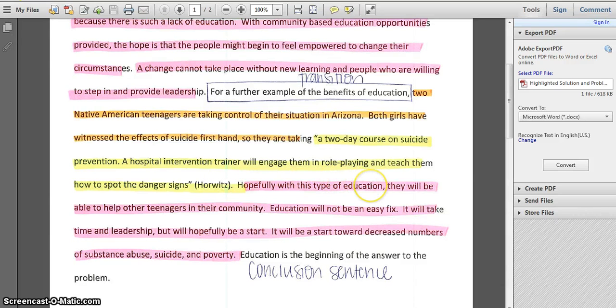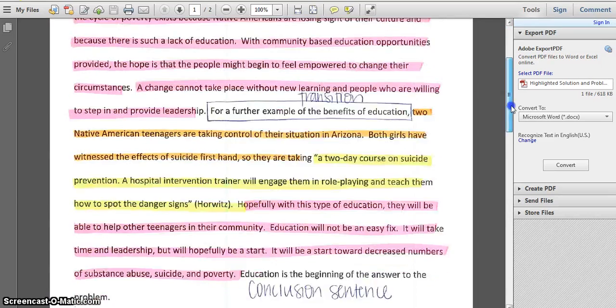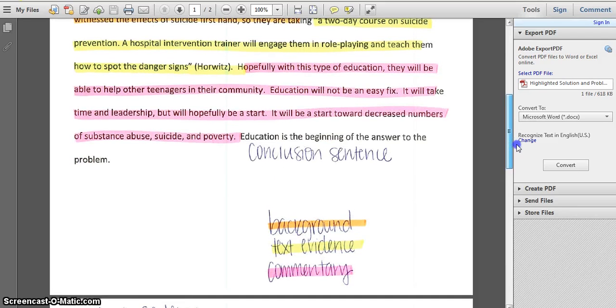Hopefully, with this type of education, they will be able to help other teenagers in their community. Education will not be an easy fix. It will take time and leadership, but will hopefully be a start. It will be a start toward decreased numbers of suicide, abuse, substance abuse, and poverty. And then a clear conclusion sentence. Education is the beginning of the answer to the problem, which should be a connection back up here. So I stayed true to my solution all throughout this paragraph and didn't lose sight of it.